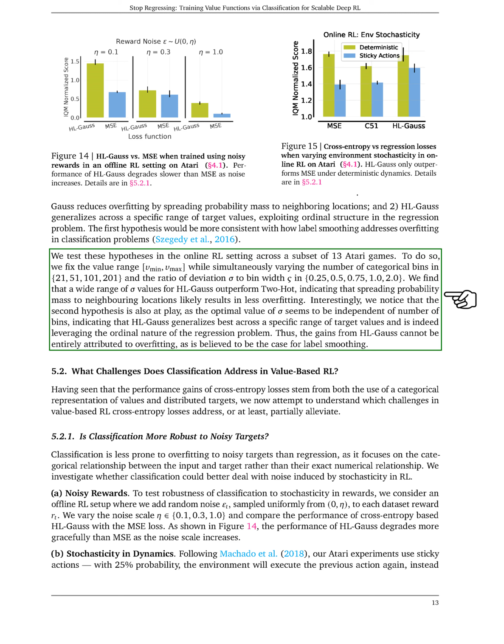We varied the number of categorical bins and the ratio of deviation to bin width, finding that HL Gauss consistently outperformed 2-hot. This suggests that HL Gauss's effectiveness is not solely due to mitigating overfitting, as is commonly believed with label smoothing, but also due to its ability to leverage the ordinal nature of the regression problem.